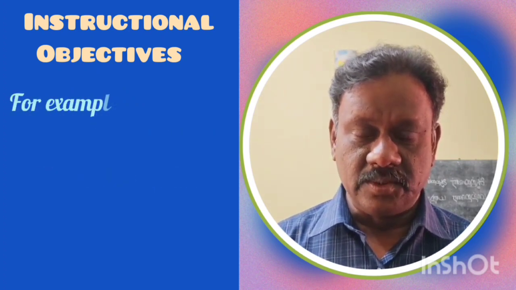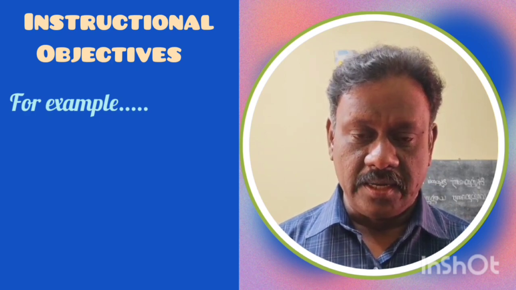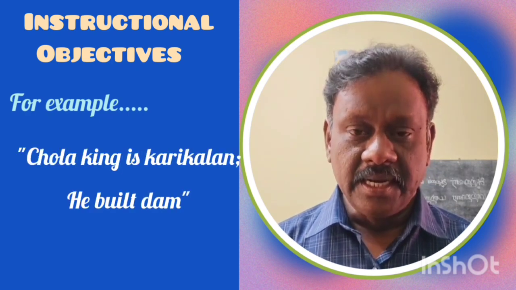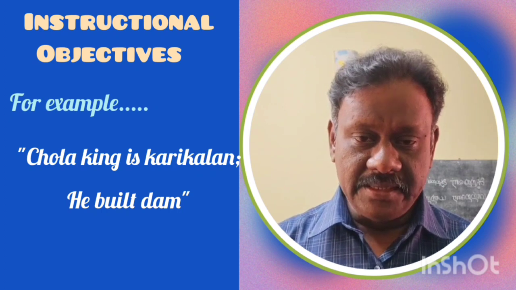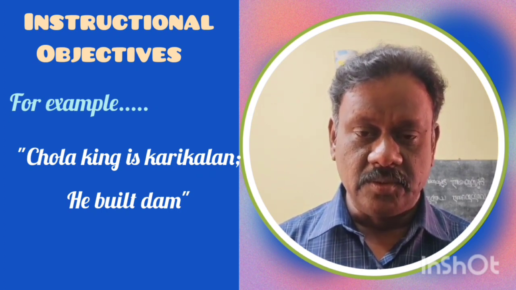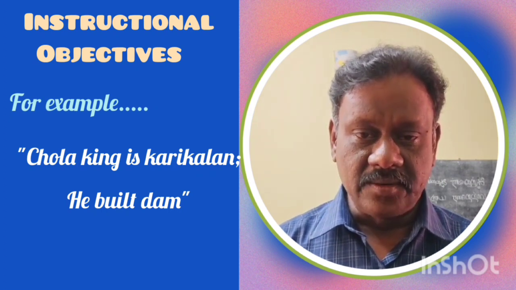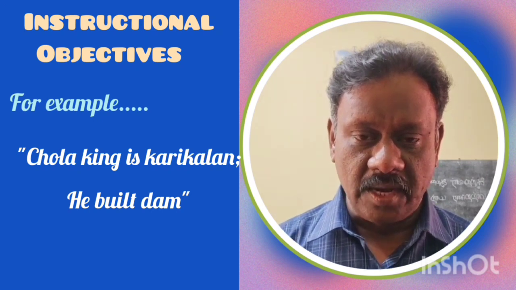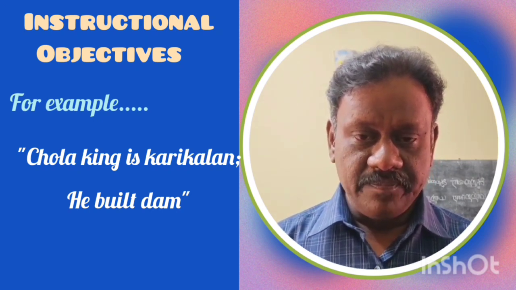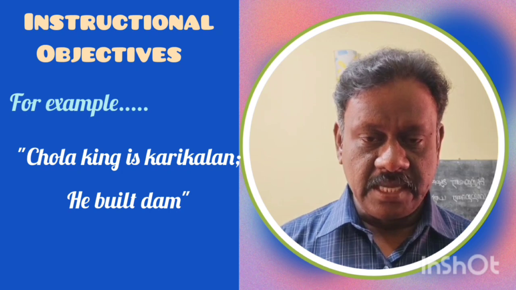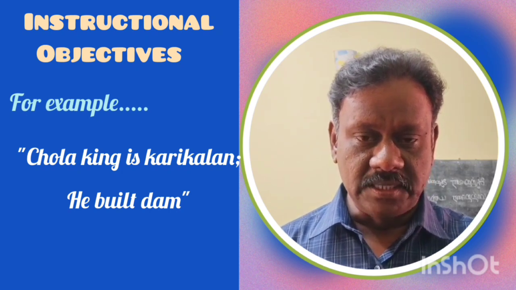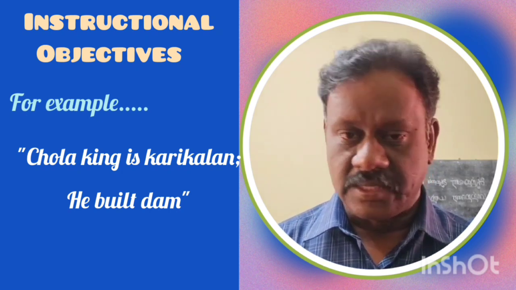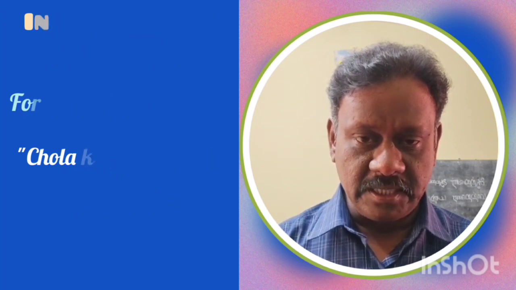For example, a student says, important Chola king is Karikalan. He built a dam. When he says this, the teacher comes to an understanding that he has acquired knowledge about Karikalan, the Chola king. So in this way, the specific instructional objectives help to attain the larger general instructional objectives. So this is the logic behind it.